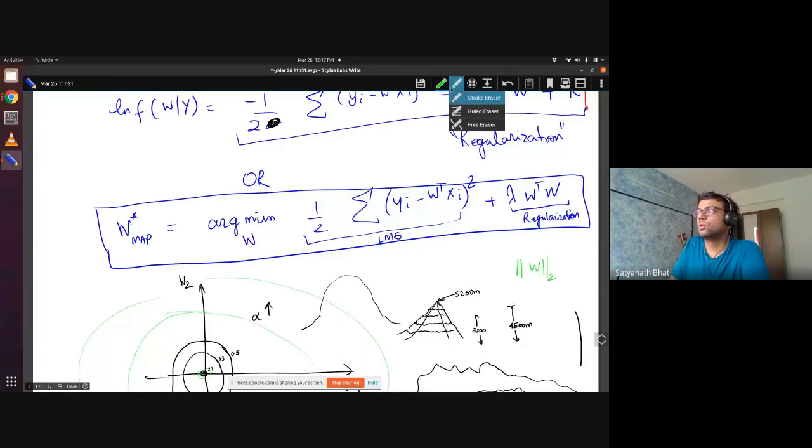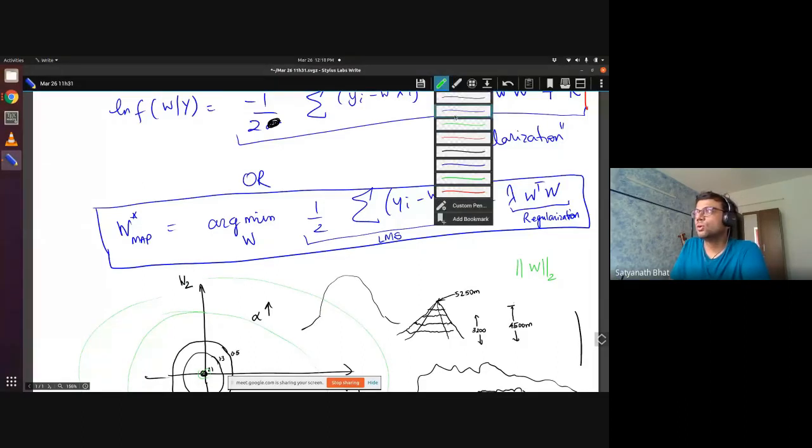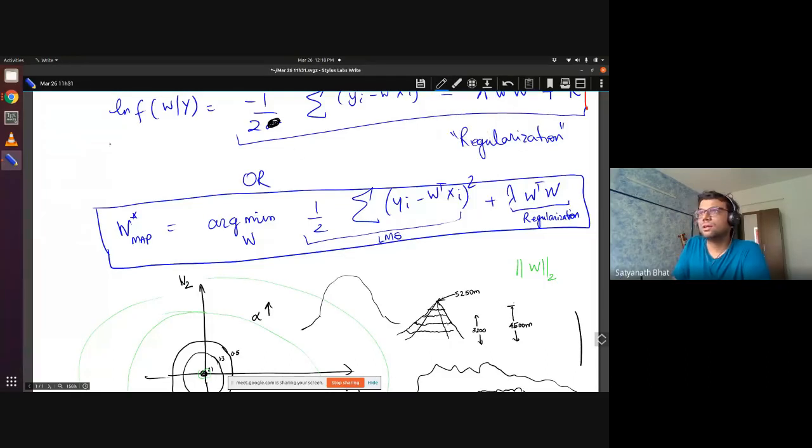Linear regression, we have seen, has J of W given by half summation yi minus W transpose xi whole square. This is linear regression. What you are seeing here with regularization is called ridge regression.